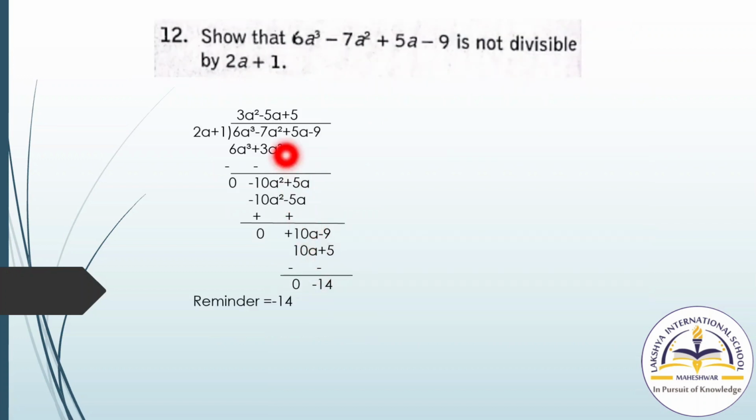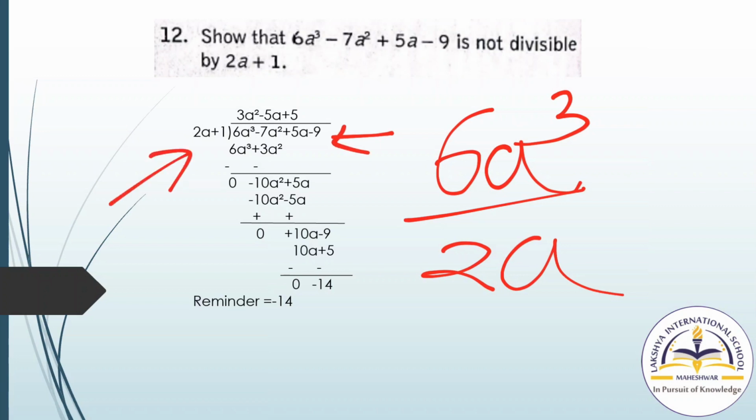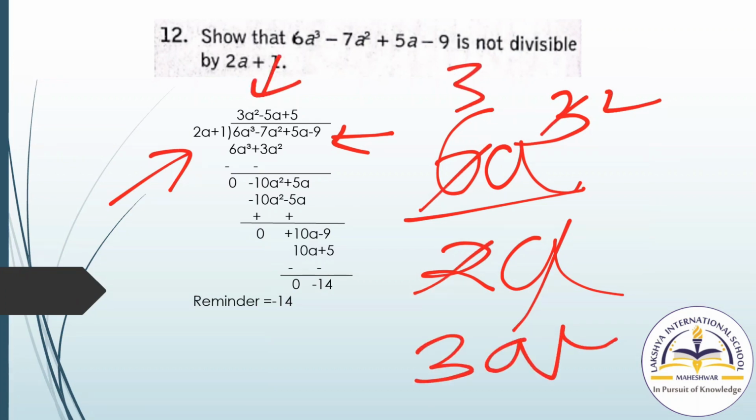Now here also, show that 6a cube minus 7a square plus 5a minus 9 is not divisible by 2a plus 1. Same, what you have to do, 6a cube divided by 2a. Here it is dividend, here it is divisor. You will get 3a square. So 3a square is taken here.